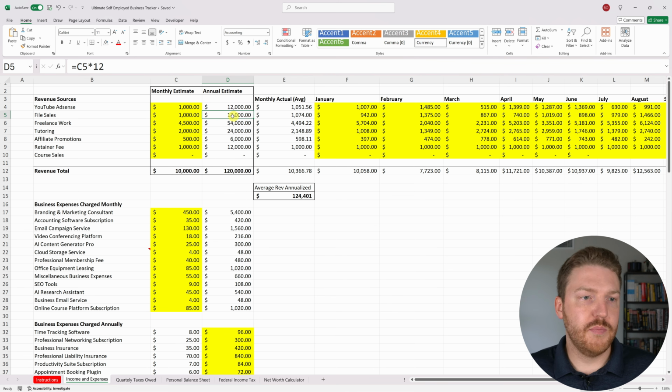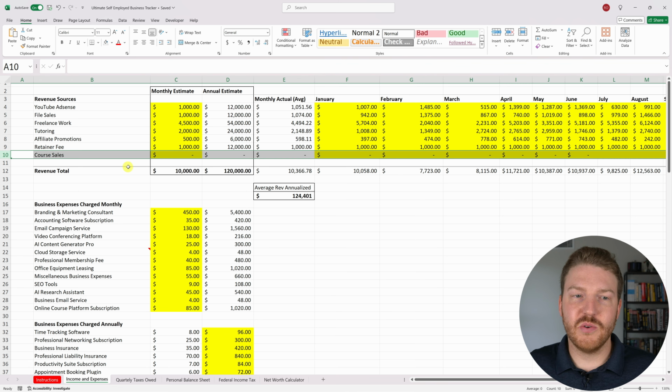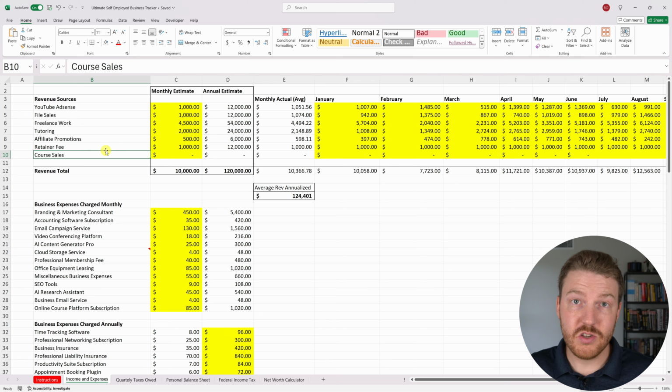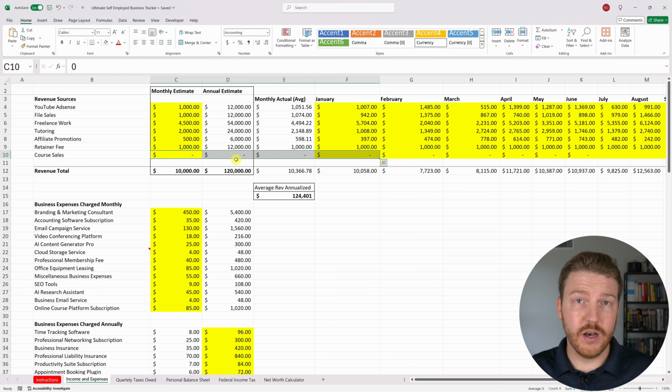Another helpful tip is that if there's a line of business I really want to have but haven't gotten to yet, and I know I need to, I will keep it in here as zeros, because I need that reminder that this is something I need to be doing.